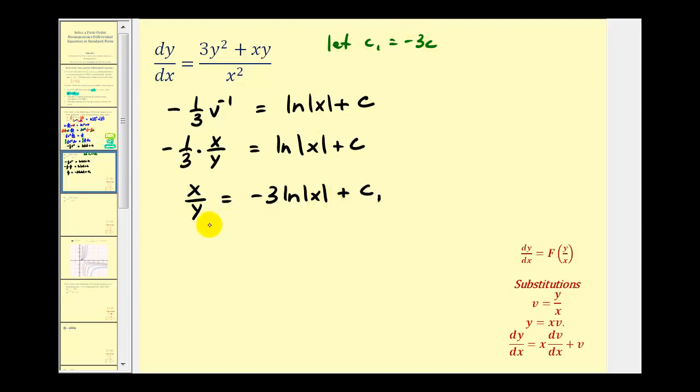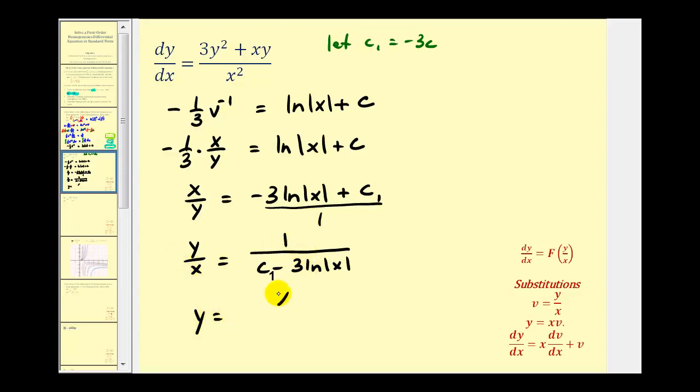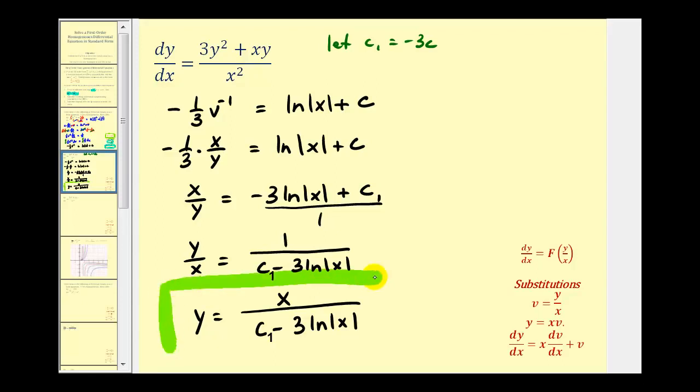This would be the solution to the homogeneous differential equation, but let's go ahead and solve this for y. We could think of this as all over 1, then take the reciprocal of both sides, so we'd have y over x equals 1 over c sub 1 minus 3 natural log absolute value x. Now the last step here, we can multiply both sides by x, so we'd have y equals x divided by the quantity c sub 1 minus 3 natural log absolute value x. And this would be our general solution to the original homogeneous differential equation.